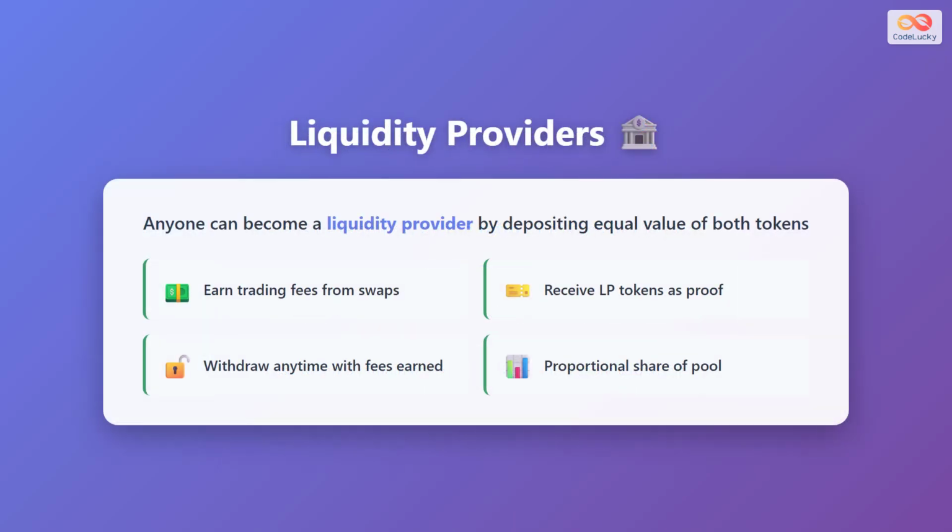Who supplies the tokens in these pools? Anyone can become a liquidity provider by depositing equal values of both tokens into a pool. In return, liquidity providers earn a share of the trading fees generated by every swap. They also receive LP tokens, which represent their proportional share of the pool. These LP tokens act as proof of their deposit. Liquidity providers can withdraw their funds anytime, along with the fees they've earned. This creates a win-win situation, where traders get liquidity and providers earn passive income.